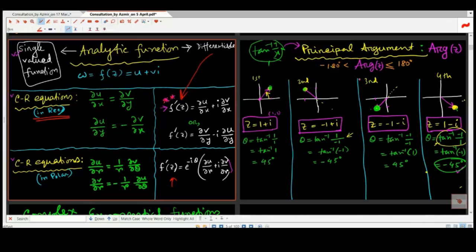Now we have to recall how we can find the principal argument. You know that the principal argument is denoted by capital A r g of z. This principal argument has a restriction: it is between minus 180 degrees and 180 degrees, but it can also be equal to 180 degrees.